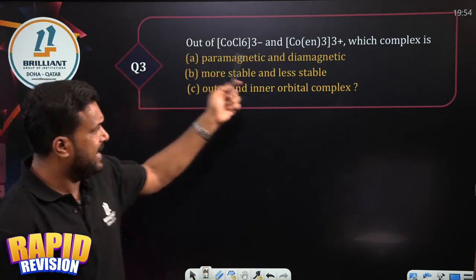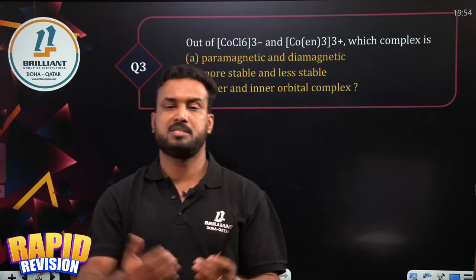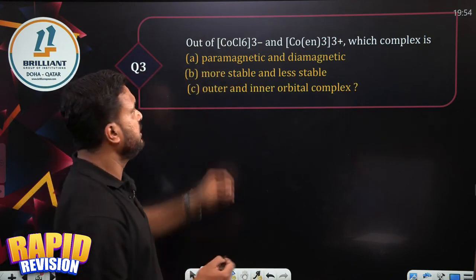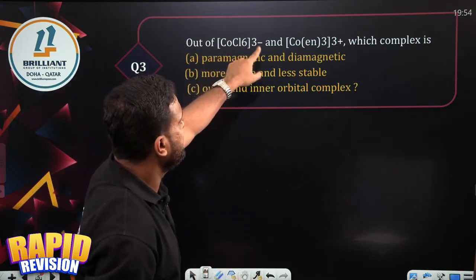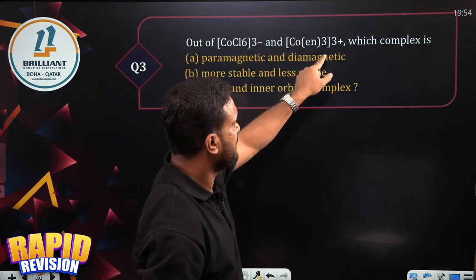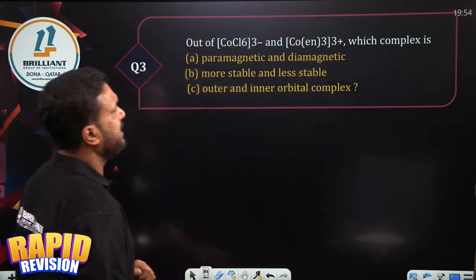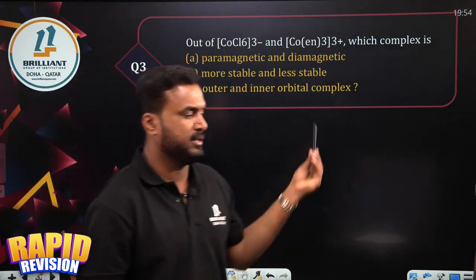This question is again based on VBT. Out of [CoCl6]3- and [Co(en)3]3+, which complex is paramagnetic and which is diamagnetic? This one you can do.